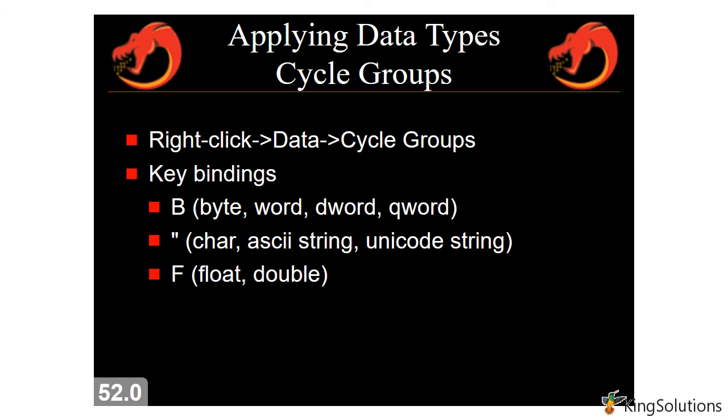Applying data types. Cycle groups. When applying data in cycle groups, click on an address or select a range where you want to apply the data type. Use the right-click Data Cycle Groups menu, or the following shortcut keys to cycle through the following data types. B for byte, word, D word, and Q word. Quotation mark for character, ASCII string, and Unicode string. F for float and double.